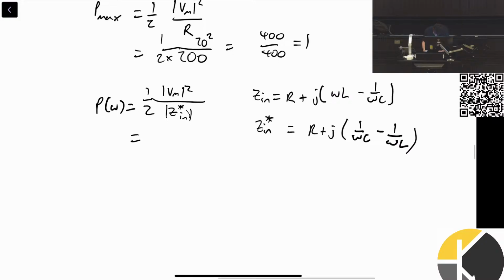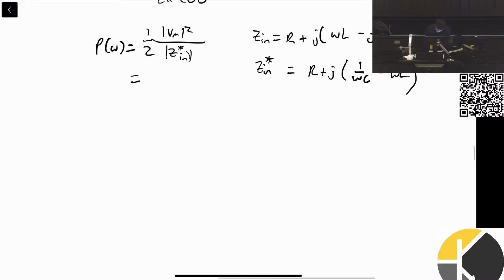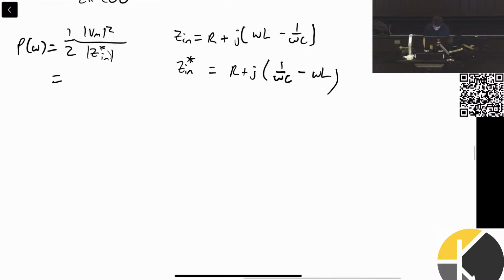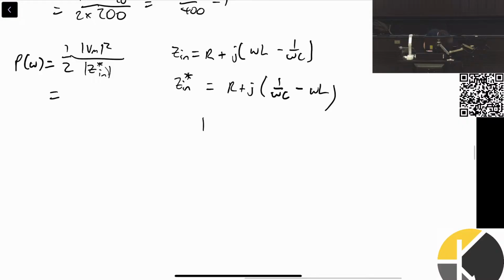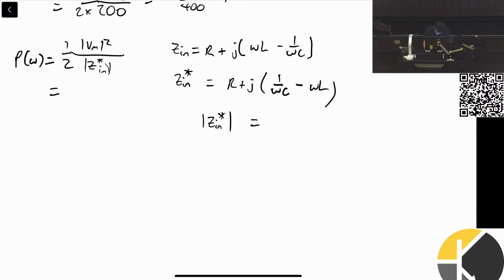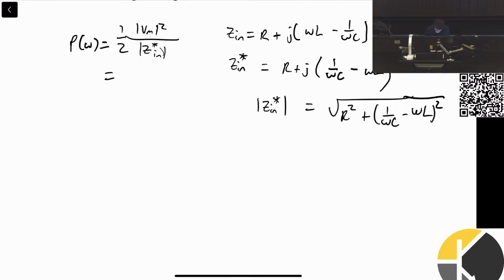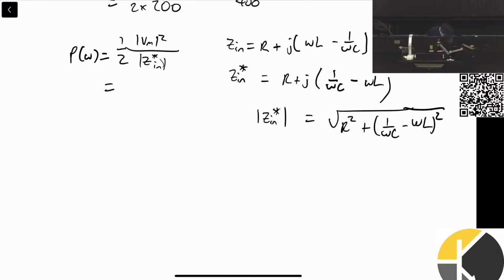And minus omega L. What we're going to do is find the magnitude of this and plug it into here, and we'll get it worked out. So the magnitude of this is going to be the square root of this squared plus this squared, right? And we can now plug it all into here, okay?